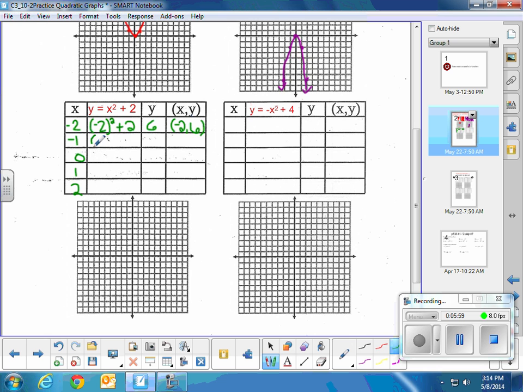Now plug in a negative 1 for x. Negative 1 squared: negative 1 times negative 1 is positive 1, plus 2 gives us 3. So the ordered pair is negative 1, 3. Now we're going to plug in 0. 0 squared plus 2 is 0 plus 2, which is 2. The ordered pair then is 0, 2.